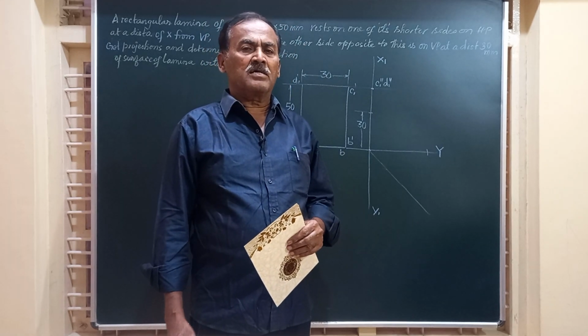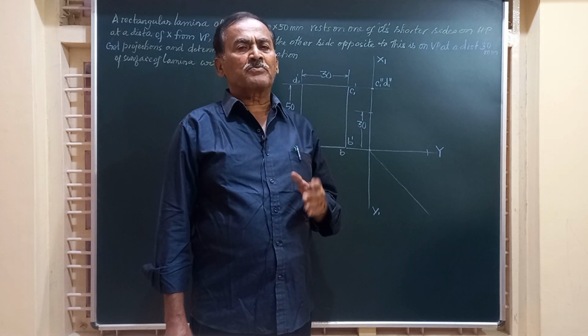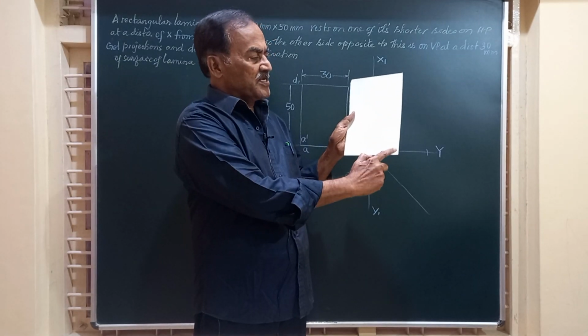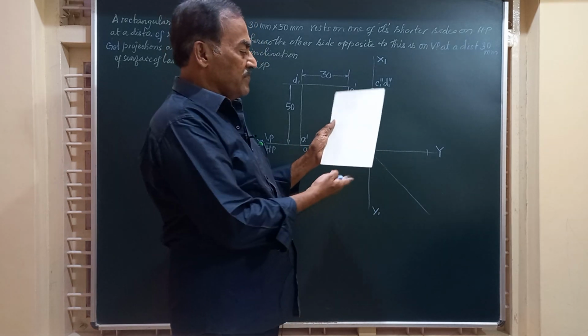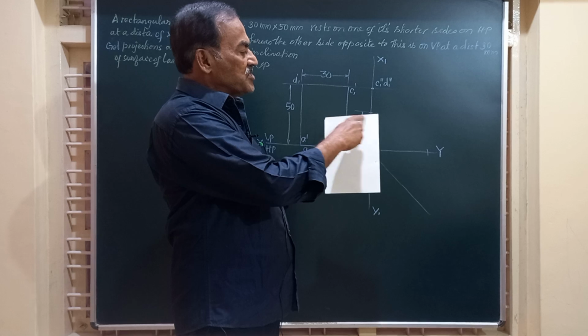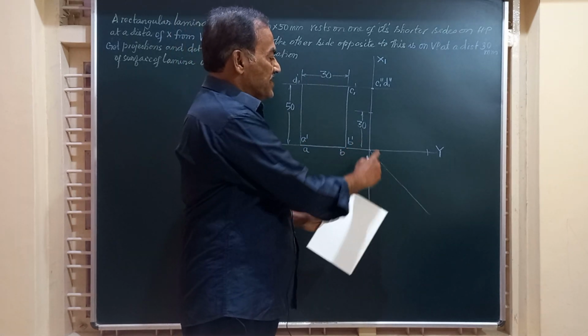M.H. Annaya. Friends, in this video we are going to draw the projections of a rectangular lamina having dimension 30 by 50, which is resting on one of its shorter edges on HP and the opposite shorter edge is touching VP at a distance of 30 millimeter.